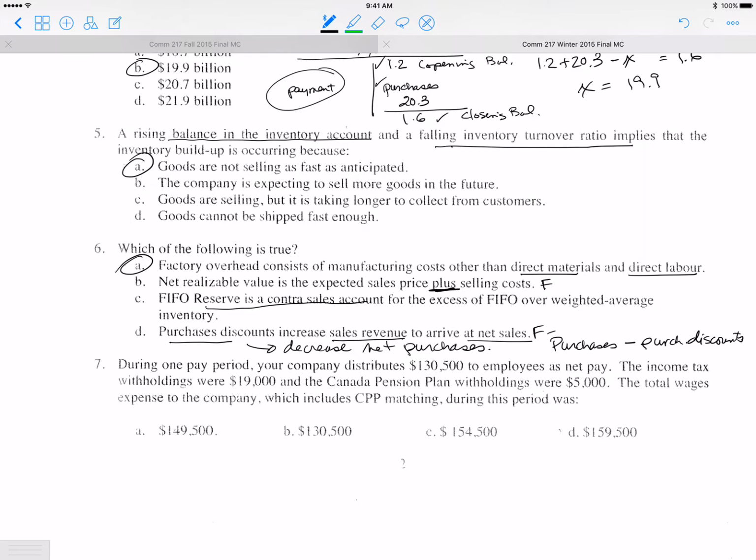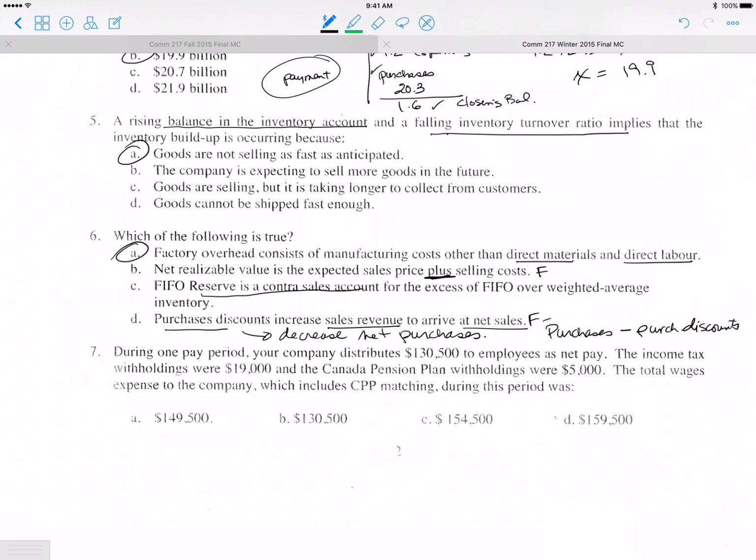Question number 7 has to do with payroll type transactions. Okay, so here we've got a company that pays out $130,500 to its employees as net pay, income tax $19,000, Canada Pension Plan $5,000. And as you should know, the employer, in many cases, will match the employee's contribution to the Canada Pension Plan. So we want to find out the total wage expense to the company.